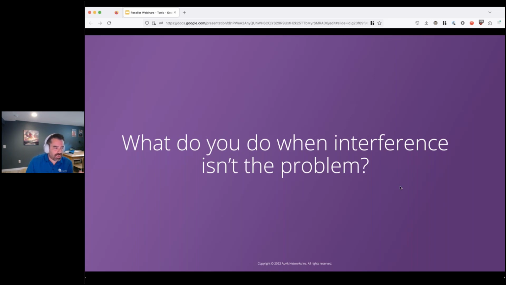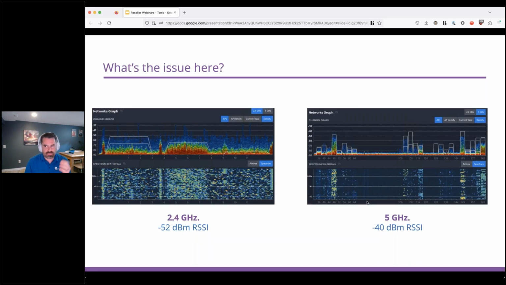But what do you do when interference isn't the problem? Here's an example. Some of you may not understand what we're seeing here, and that's okay. Our tools are very helpful for customers because the one thing that we do really well is we have good visuals that help you understand what you're seeing.